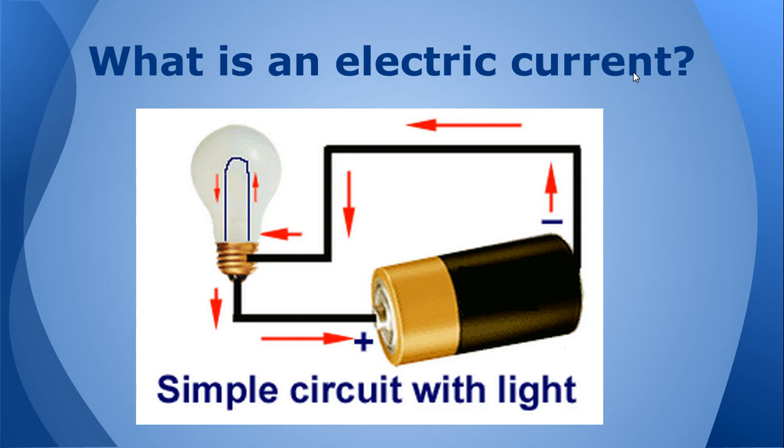So for example, this little diagram, the arrows show you the direction of the electric charge flow. They're leaving the negative end of the battery and flowing through the wire to light the light bulb and then back around to the battery. So that is an example of electric current flowing through a circuit.